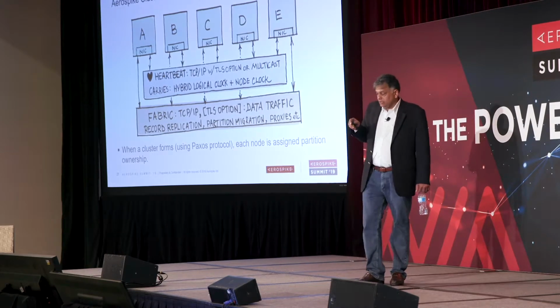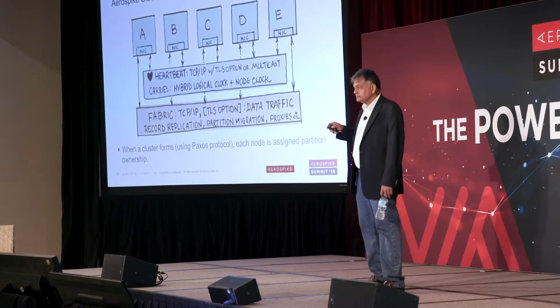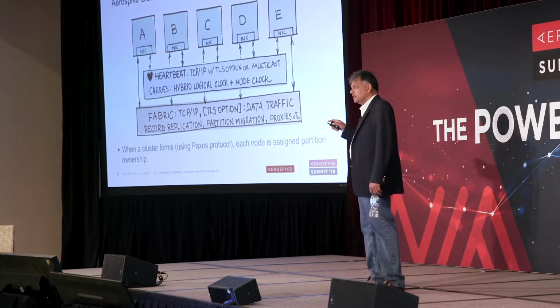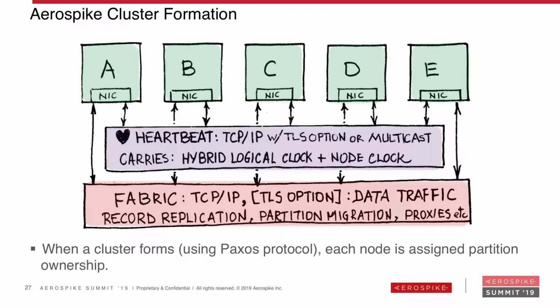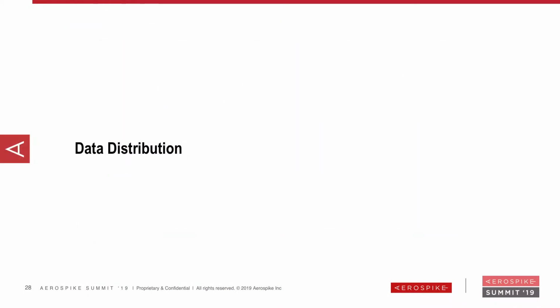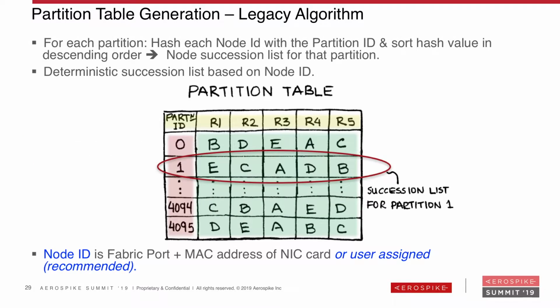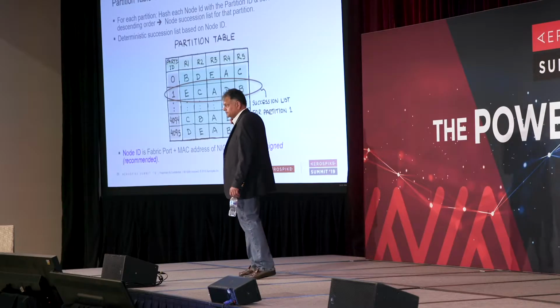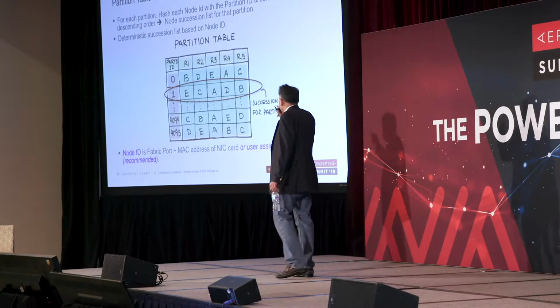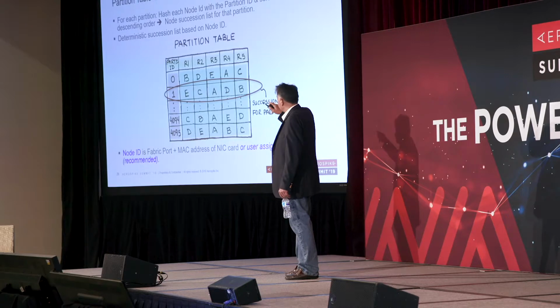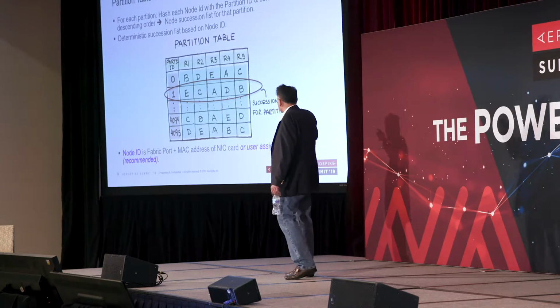So that's the key. Now, when the cluster forms, each node is assigned a partition ownership. So how does that work? Let's look into data distribution. Well, for a given partition number, we're going to hash the node ID with the partition ID and sort the value, and that gives us what's called the succession list for that partition. So if I have partition number 1, it tells me which node is the first, second, third, fourth, fifth in the 5-node cluster.